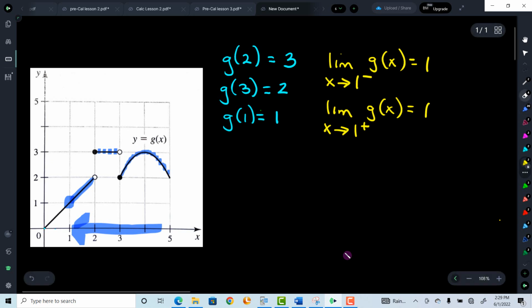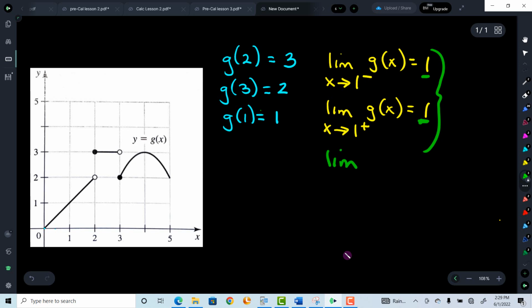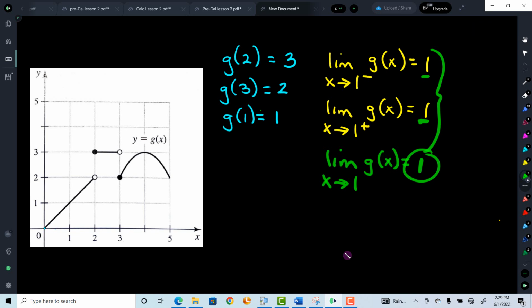Okay, so the limit as x approaches 1 from the left is equal to 1. The limit as x approaches 1 from the right is equal to 1. So since these are the same, they both equal 1, we can say that the limit as x approaches 1 of g of x equals 1, because it doesn't matter whether we come from the left or the right. They are both the same. Okay?